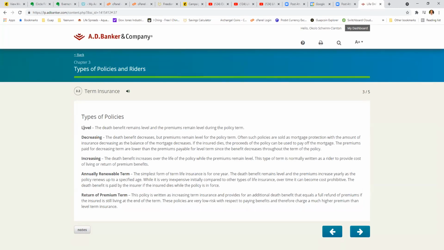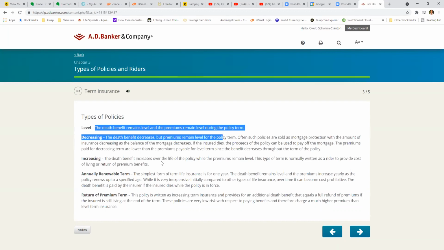Types of policies are level premium, stays the same, and decreasing premium, where the death benefit decreases as well as the premiums. Increasing, so the death benefit might increase over the life of the policy while the premiums remain the same. Actually, for decreasing, the death benefit decreases, but the premiums remain level.